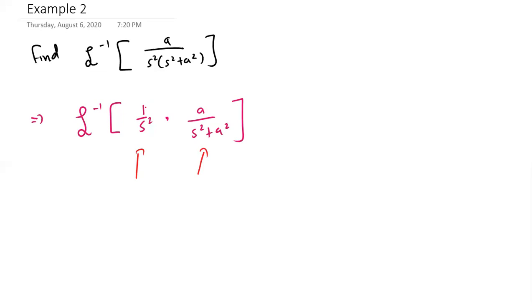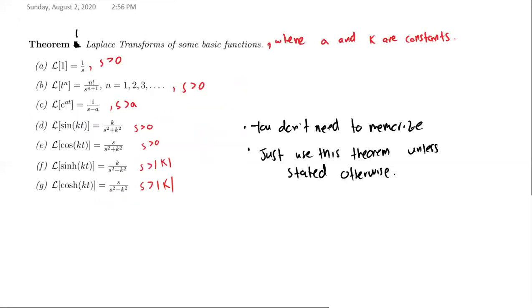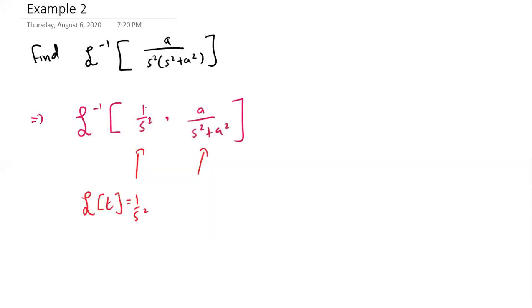We know that the Laplace transform of t is precisely 1 over s squared. And then this one, I believe, is cosine, or no, it's sine. But let's double check. Yep, k over s squared plus k squared. So this one's sine. So the Laplace inverse of sine, in this case at, is precisely equal to a over s squared plus a squared.